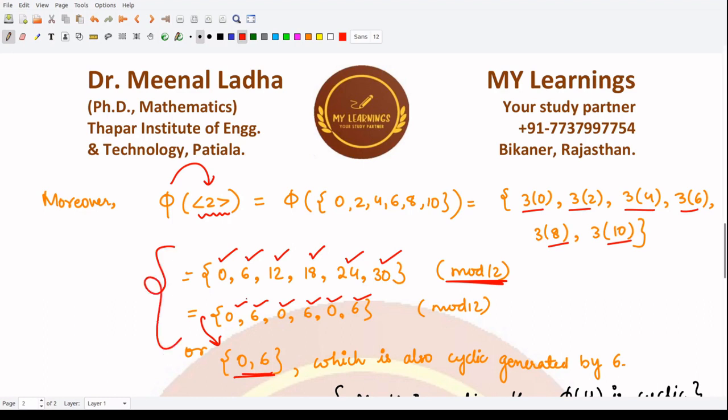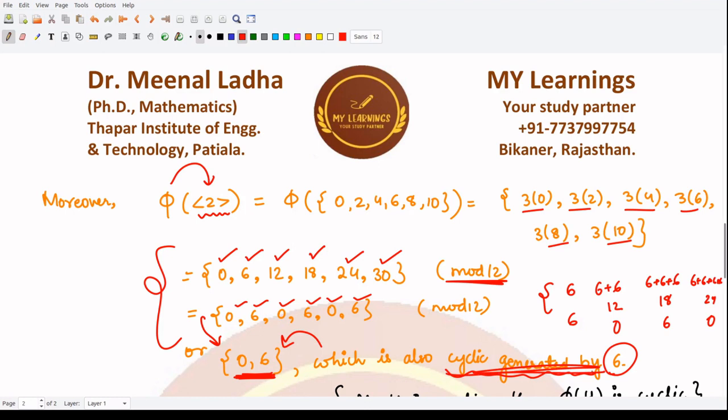These two steps have been performed in order for you to understand how we have reached the 0 and 6, right? So now you clearly see this 0 and 6 is also a cyclic subgroup which is generated by 6, because when you multiply all the elements with 6, 0 into 6 is 0, then 1 into 6 is, actually it is not multiplication, we are doing it under addition, right? So it is 6, 6 plus 6 is 12, which is 0, 6 plus 6 plus 6 is how much? It is 18, which is 6. And 6 plus 6 plus 6 plus 6 is 24, which is again 0. So you see, you can get back this set. Hence, we say it is generated by 6.